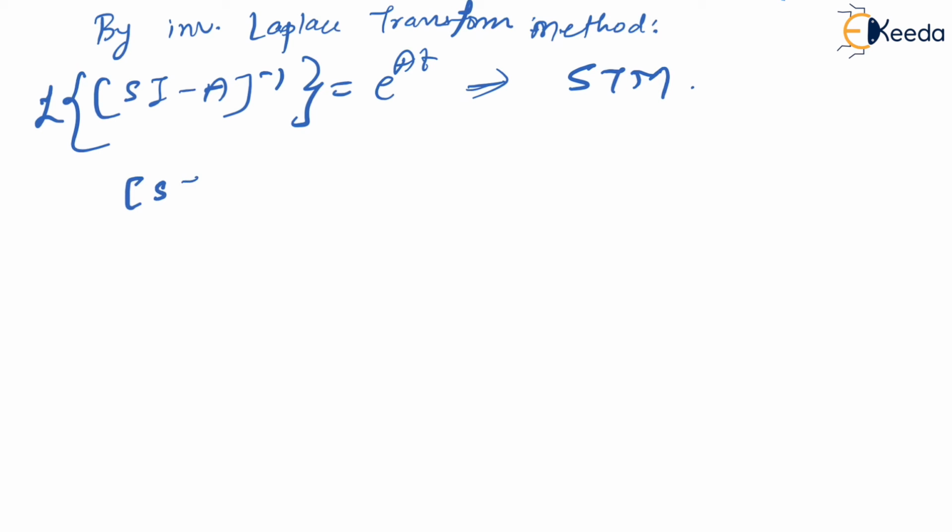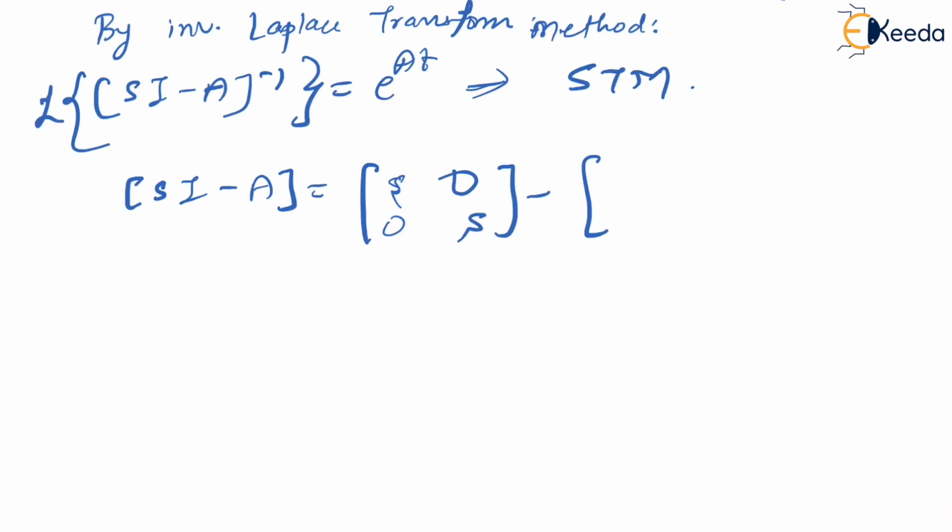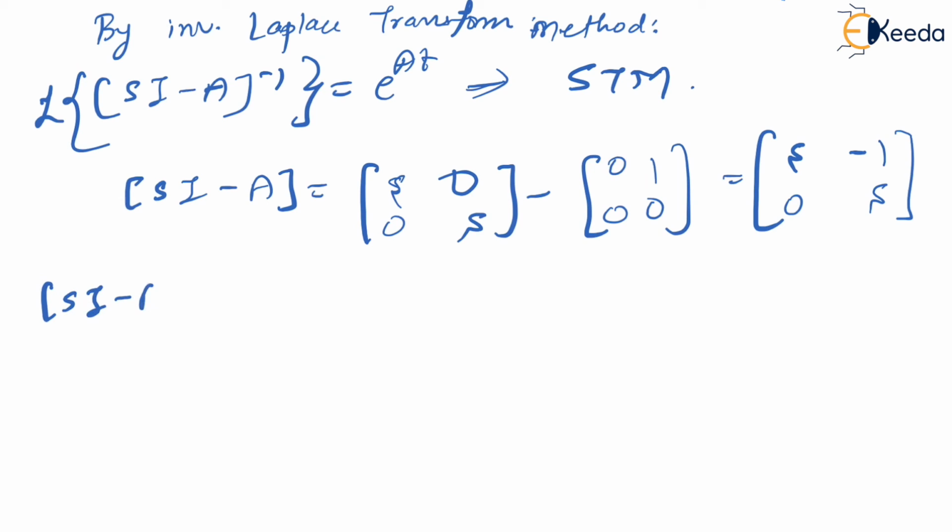Now what is sI minus A? Let us find sI minus A first. sI minus A is equal to what? s 0 0 s, right? Minus A, what is A? A is nothing but 0 1 0 0, so 0 1 0 0. What do you get here? You get s minus 1 0 and s, right? Now you need to find the inverse, so (sI minus A) inverse. What is that inverse? Definitely adjoint of A upon determinant of A.